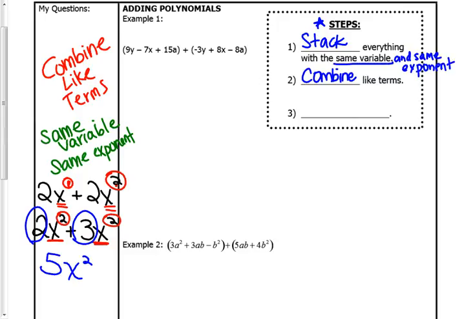So after we stacked, meaning line them up vertically, one on top of the other, we're going to combine like terms, so we're going to add them. Then we want to make sure we can simplify or write in descending order. I'll talk about that in a minute.